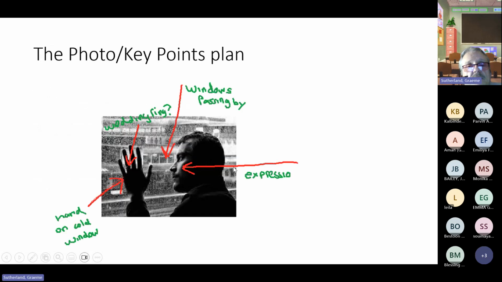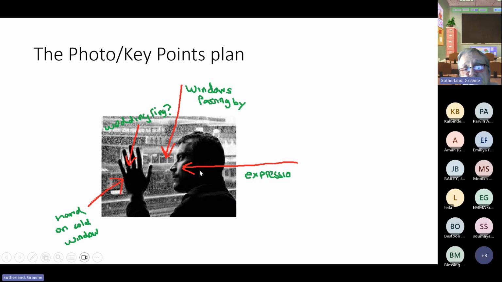See? You can actually write on the exam paper. You're allowed to scribble on the exam paper. So that immediately becomes a plan. I've got the expression on his face. I've got the hand on the cold window, the wedding ring, and I've got the other trains passing by, or what's going past in the distance outside the window.